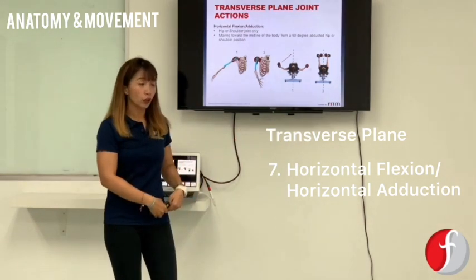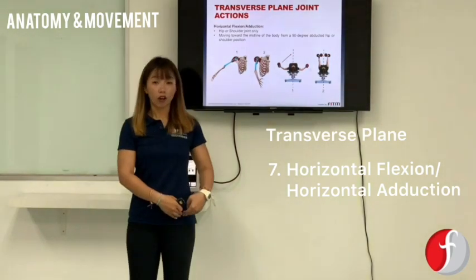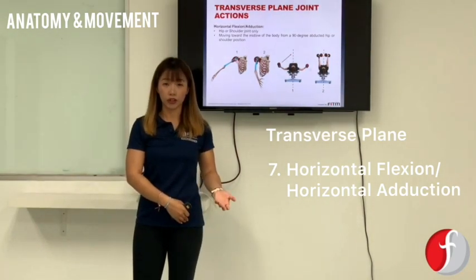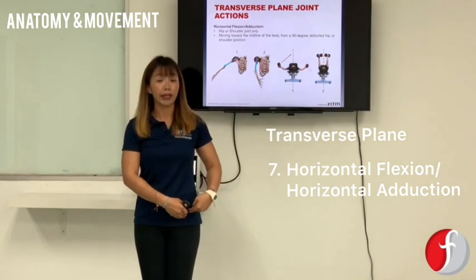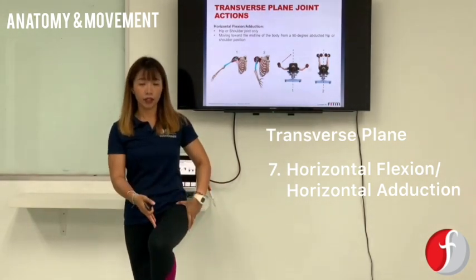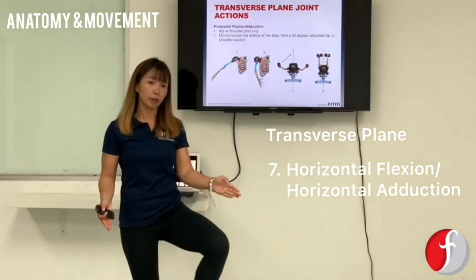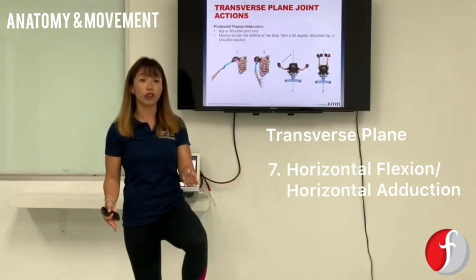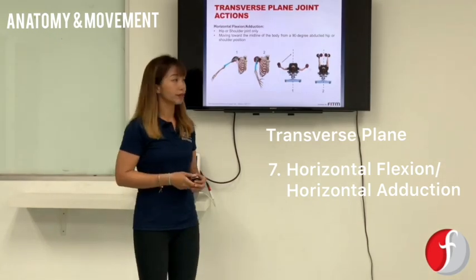For the hips, you can also perform horizontal flexion or horizontal adduction. If I were to bring my hips up to this angle, I'm going to flex my hips here, and from here, I'm going to horizontally adduct my hips and horizontally abduct my hips.